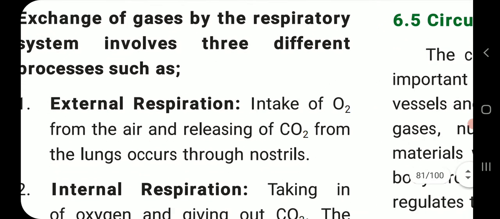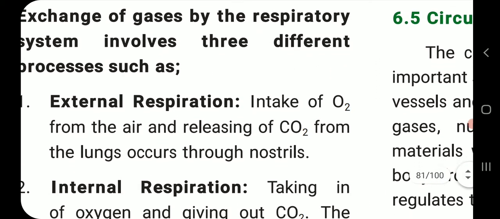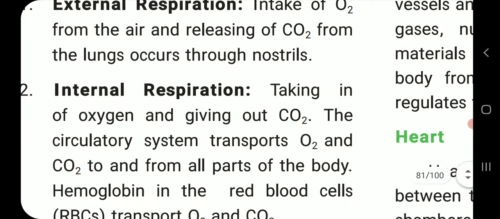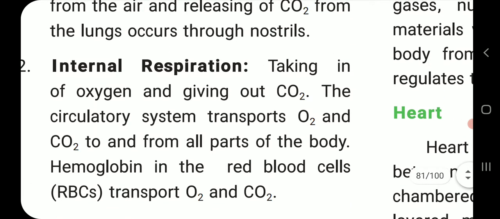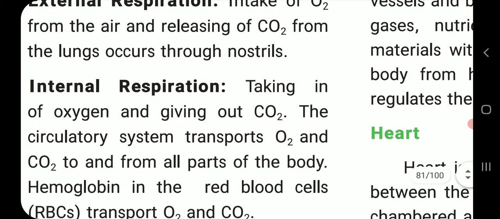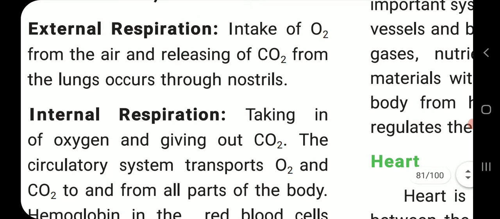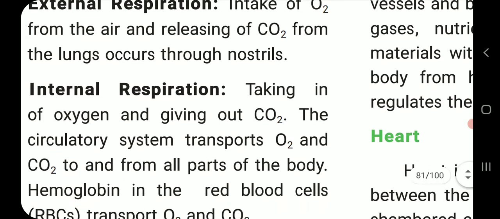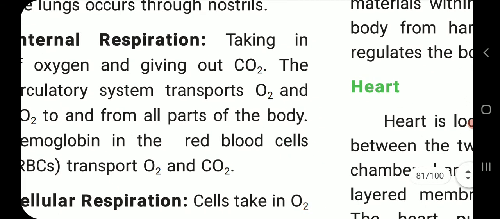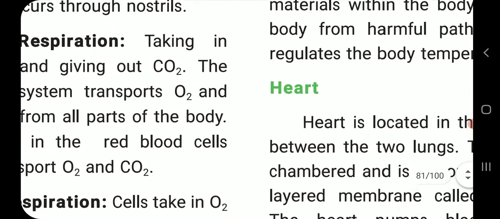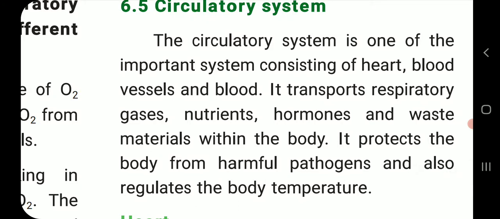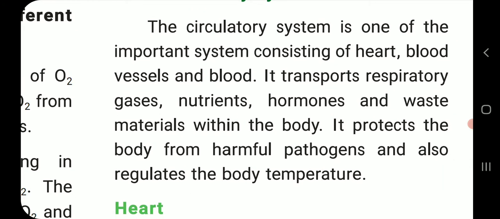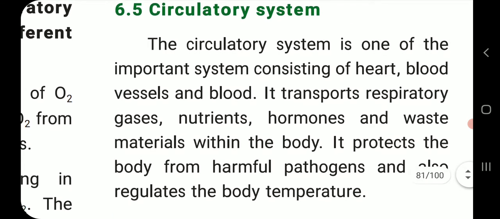Now they have given three processes involved in respiration: external respiration, internal respiration and cellular respiration, all involving the release of carbon dioxide and the intake of oxygen in various forms. Now coming to the circulatory system, the main parts of the circulatory system are the heart, blood vessels and blood.